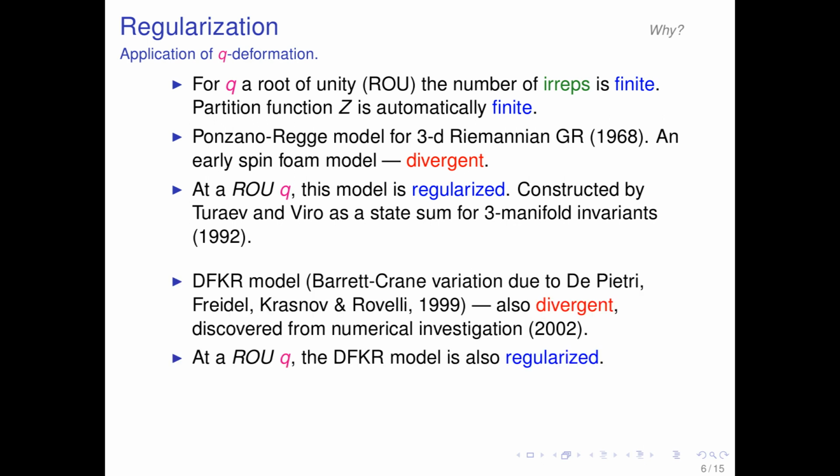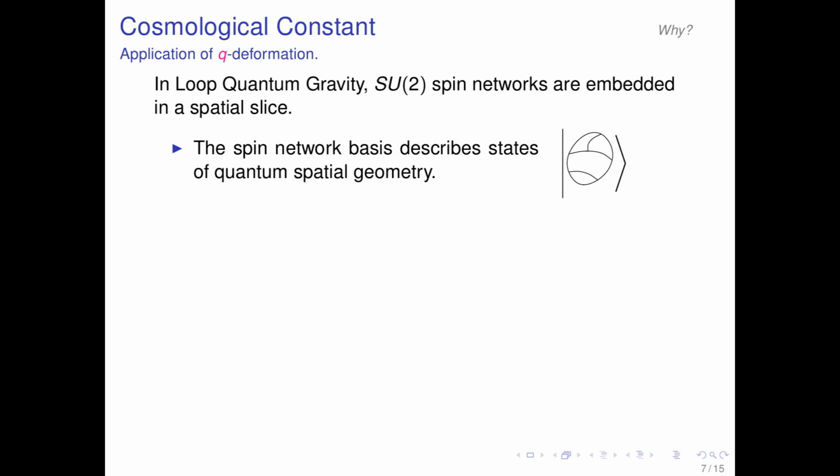So Dan mentioned something similar for the DFKR model, which was found numerically. This model was introduced by Dipicci, Friedel, Krasnov, and Rovelli. And we find that with q set to a root of unity, this model is regularized, and we've done computations with it. Another important reason to look at q-deformation is the introduction of a cosmological constant.